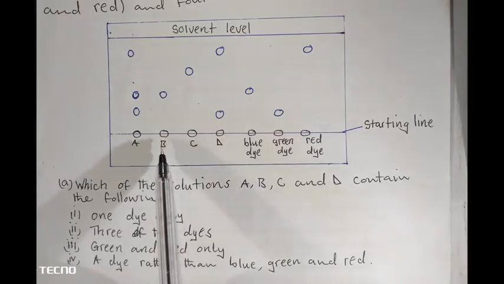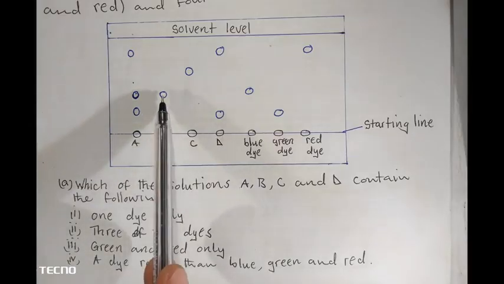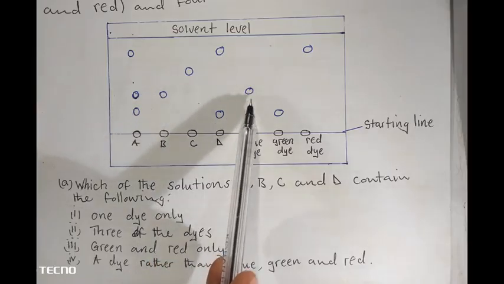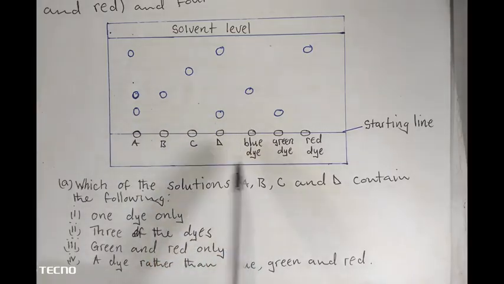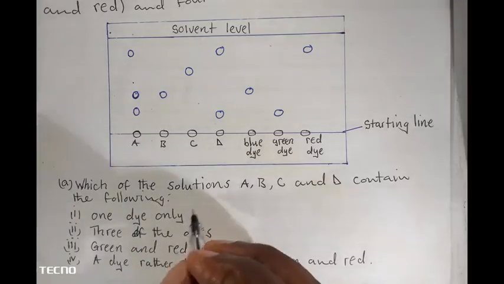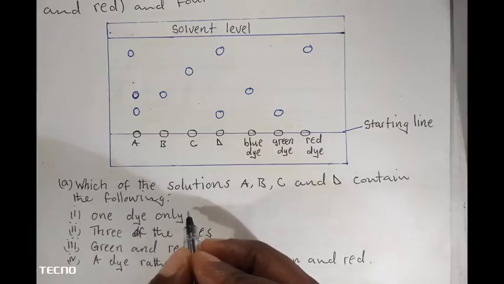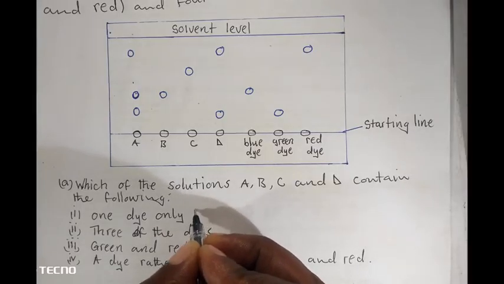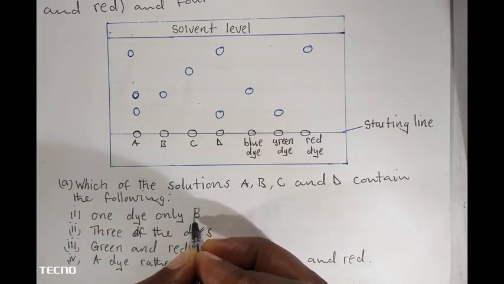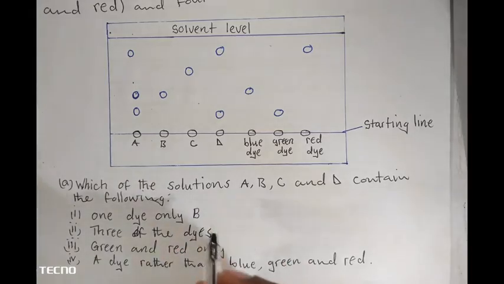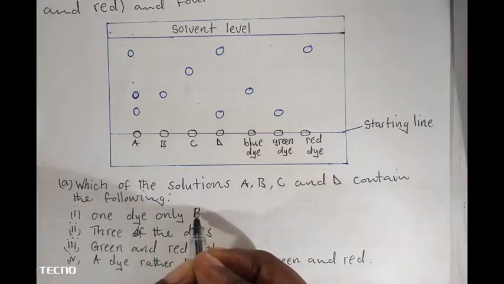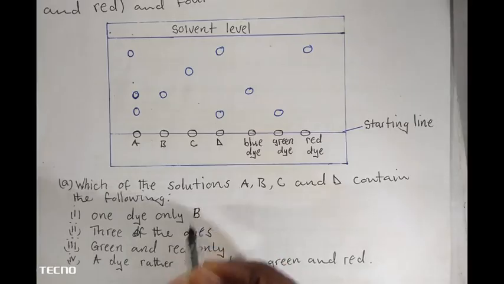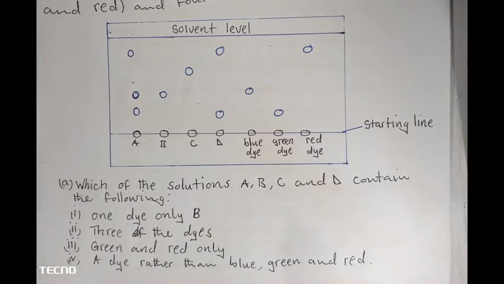Then B has only 1 dye, which is blue. So 1 dye only is B. Okay, so here we'll say it's B. B has 1 dye only. So the answer is B. That's all.